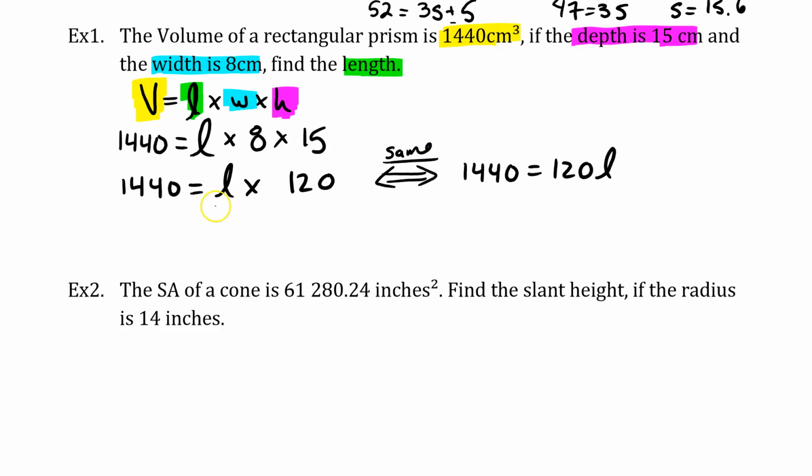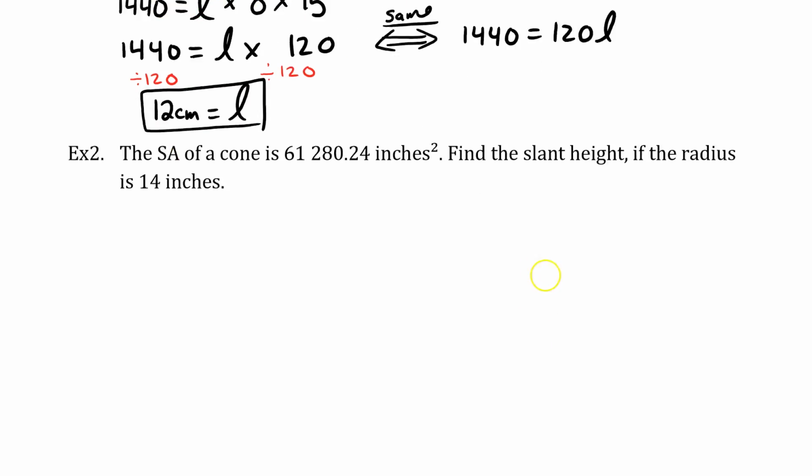I'm going to keep going on the left-hand side here. I'm going to divide this side by 120, using a different color to do this. 1,440 divided by 120 is going to be 12. Now I'll switch back. So 12, and we're working in centimeters here. Centimeters equals the length. Once we're finished, we'll put a box around it. That one's pretty easy because we don't have any addition or subtraction. We just divide.